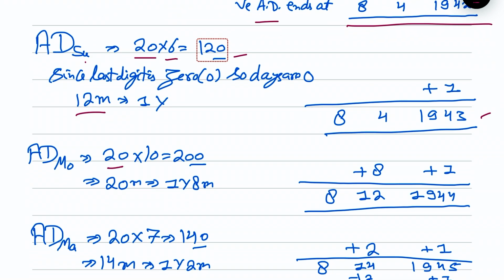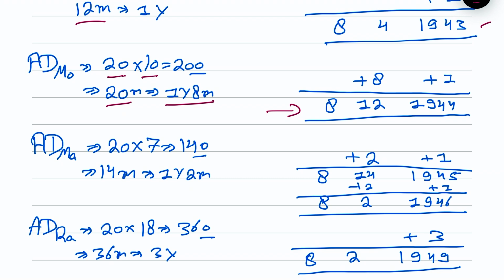Next is Moon. So 20 is the Mahadasha period of Venus and 10 is of Moon. 200, last digit is 0, so again 20 months, which is 1 year 8 months. So we add 1 year 8 months to this, and we get the end of the Antardasha of Moon as 8/12/1944.